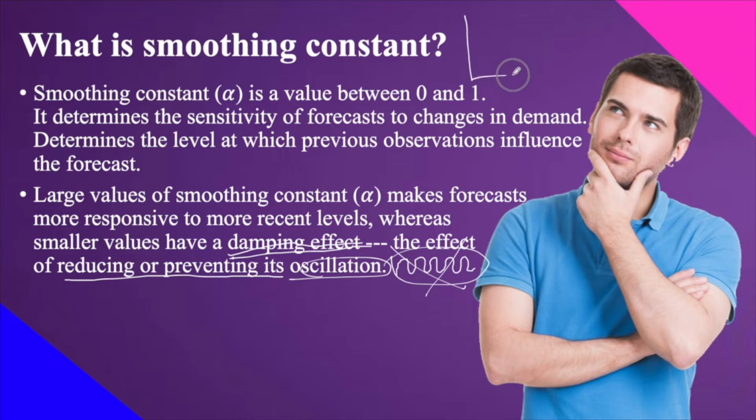Anong itsura? Now, considering we have here the mean, this is the mean, x and y axis. Okay? So, ang damping effect dyan is actually ganito ang itsura niya. Alright. Ayan, pinapaliit niya ng pinapaliit. Pinipigil niya na hindi siya mag-oscillate. Okay? So, ayun siya. Ayun si smoothing constant no, kapag smaller values ang meron tayo.